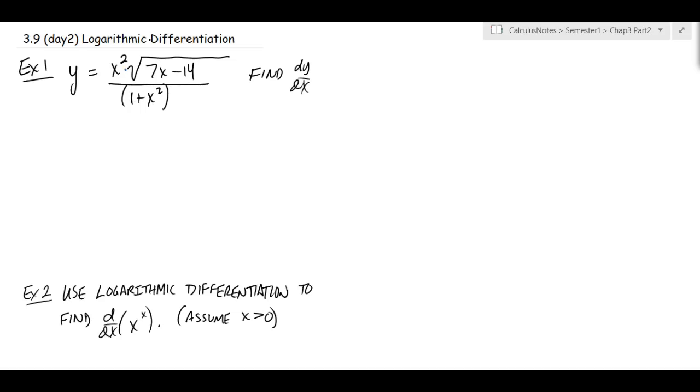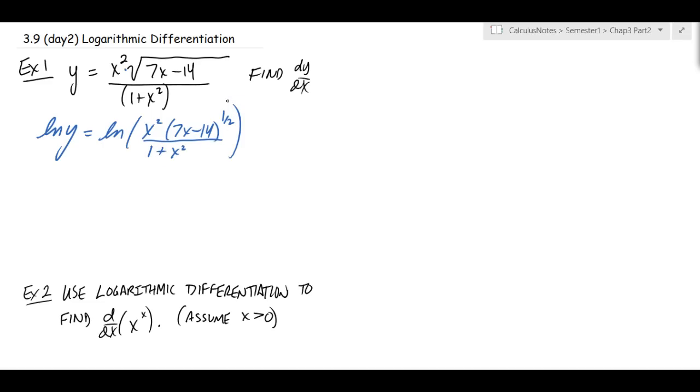It's called logarithmic differentiation. So whenever you have a lot of products, quotients, and/or functions inside functions in the same problem, you can try this. Try taking the natural log of both sides. So we'd have natural log of y is equal to the natural log of x squared times the square root of 7x minus 14. In fact, I'm going to rewrite that as 7x minus 14 to the 1/2 power over 1 plus x squared.